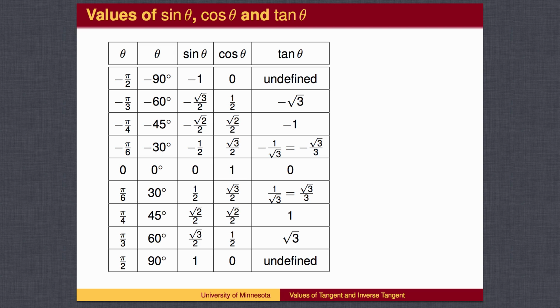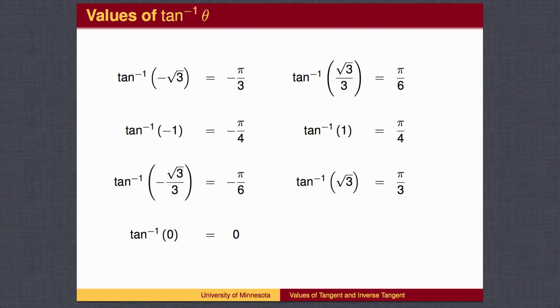You can read this table in reverse to find inverse tangent values. For example, the inverse tangent of negative square root of 3 is negative pi over 3, since negative pi over 3 is the angle whose tangent is the negative square root of 3. We can also write out the angles that satisfy tangent values using the inverse tangent notation. Here are 7 values for which you should know the inverse tangent.